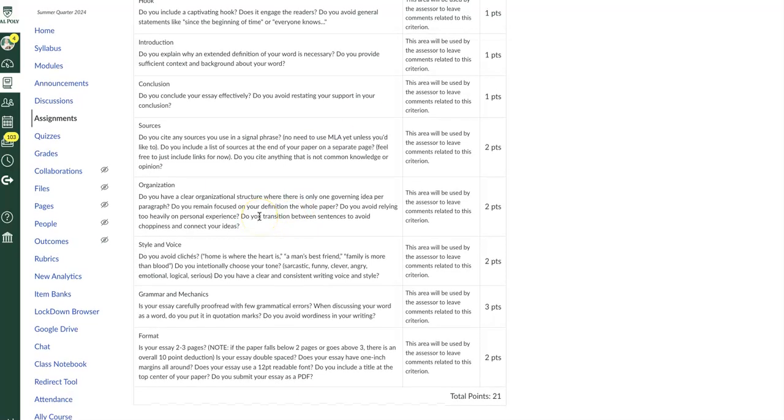Organization. Do you have a clear organizational structure where there's only one governing idea per paragraph? That's really important. If you have multiple ideas in one paragraph, then you're going to want to break up your paragraphs to represent them more effectively.